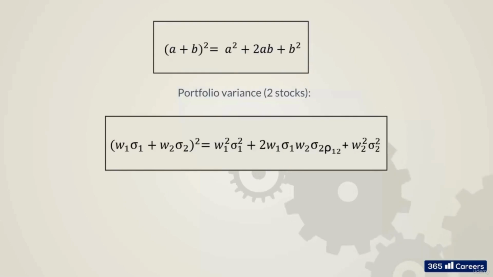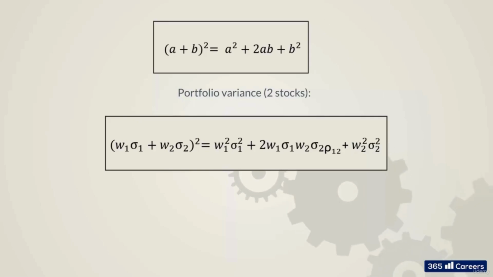The portfolio variance will be given by weight 1 times the standard deviation of the first stock plus weight 2 times the standard deviation of the second stock, to the second degree. The result is the same as the formula we have above. Weight 1 times the standard deviation of the first stock plays the role of A, while weight 2 times the standard deviation of the second stock is B.